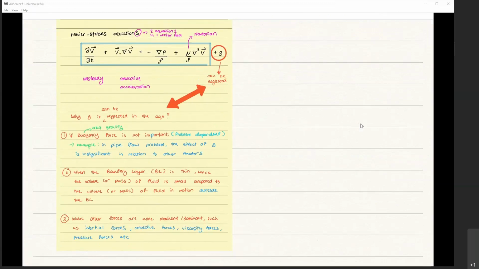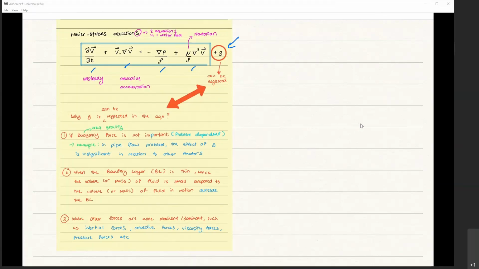If you look over here, in some of the literature, you notice they only include the following terms for the Navier-Stokes equations. Sometimes they neglect the g term. Why can g sometimes be neglected? There are several reasons. One, the buoyancy force, which is basically due to gravity. If the buoyancy force is not important, then you can neglect g.